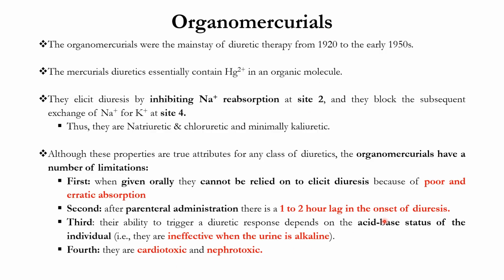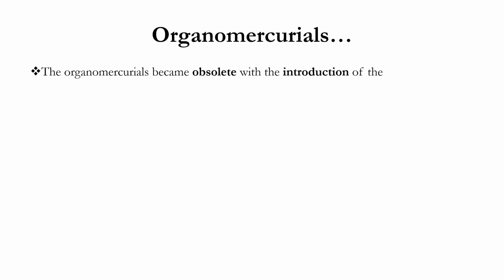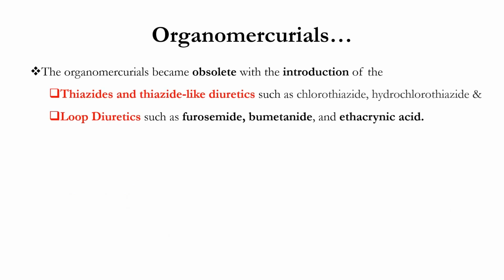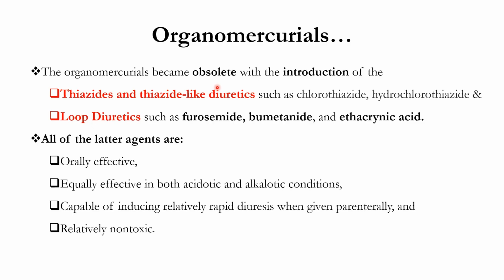Because of this, newly available drugs were discovered: thiazide and thiazide-like diuretics, such as chlorothiazide, which is a prototype, and loop diuretics, such as furosemide, bumetanide, and ethacrynic acid. The use of organomercurials became obsolete, dominantly because of their limitations. All of the limitations seen with the organomercurials were overcome by the thiazide diuretics and the loop diuretics.